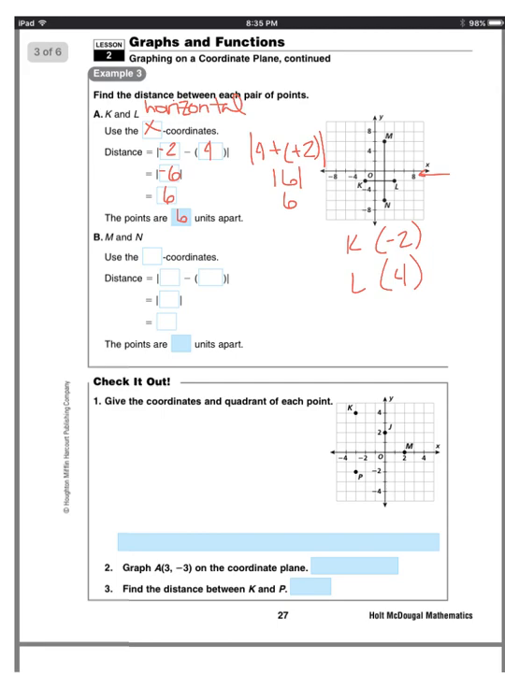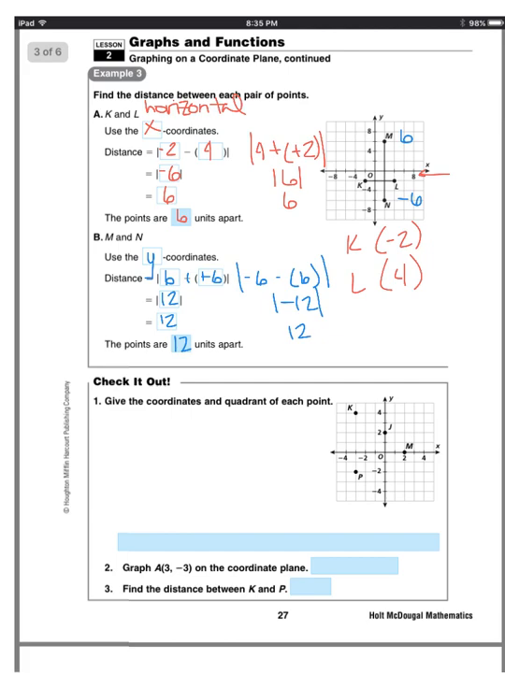Then looking at M and N, because they're vertical, we use the y coordinates. Okay? So M is up here at 6, and N is down here at -6. So again, we can put these in any order. We can put 6 and put the -6 here. These change to positives, so we get 12. The absolute value of 12 is 12. So the points are 12 units apart. Or we can do -6 minus 6 absolute value. We get the absolute value of -12, and the answer is still 12.